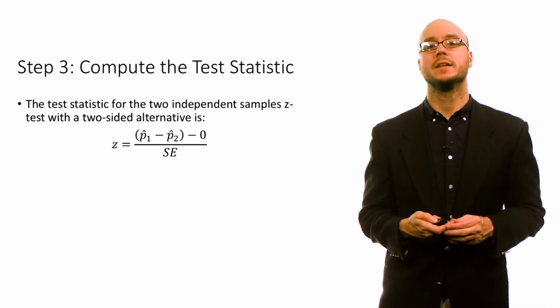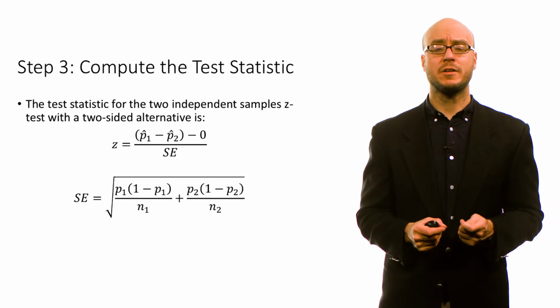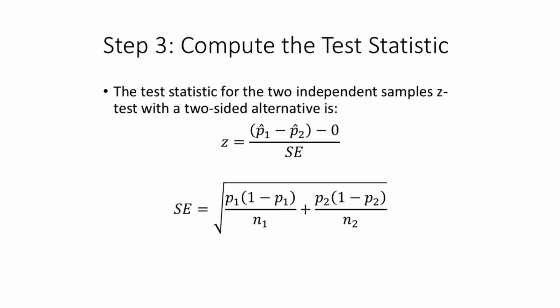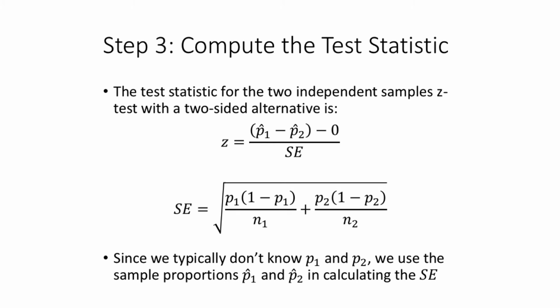Then we divide by the standard error, where the standard error is given by P1 times 1 minus P1 divided by the sample size for that first group, plus P2 times 1 minus P2 divided by the sample size of the second group. And you take the square root of that. Basically trying to add in all the variation and take the square root of that. We typically don't observe P1 and P2 because those are proportions in the population. So we'll use the sample proportions, in this case p hat 1 and p hat 2, to calculate the standard error.